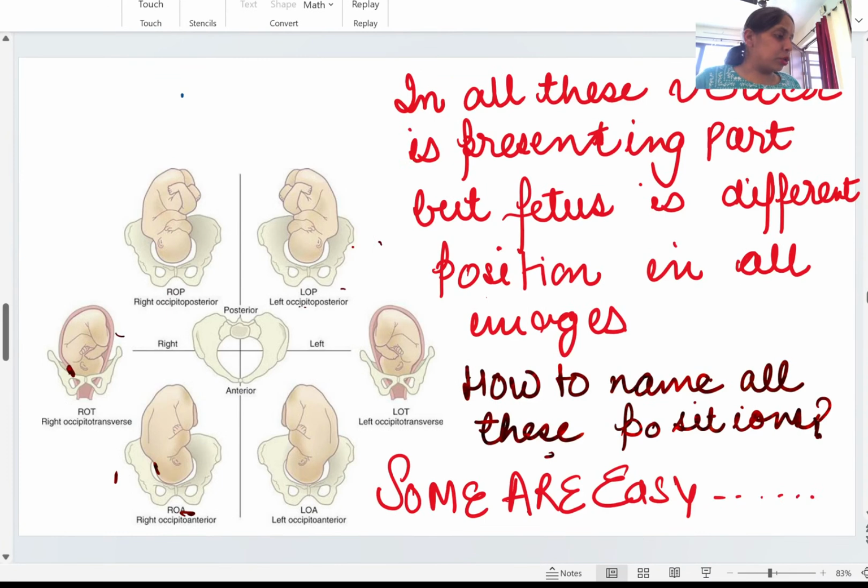So when the occiput is in the anterior direction, very good. You can see here, these are the favorable positions. In the vertex position, what is the denominator? Occiput. So these are the anterior positions.